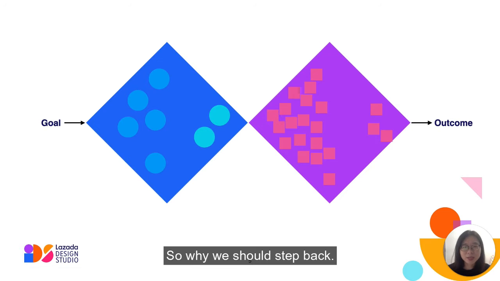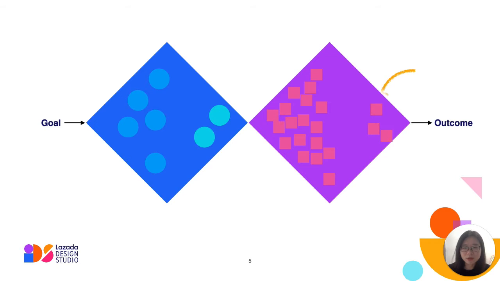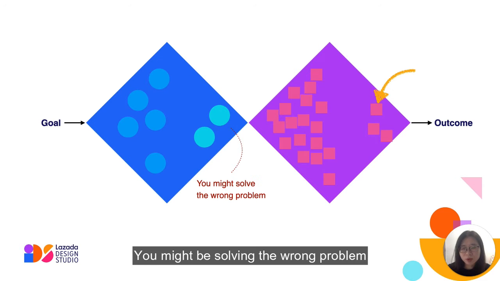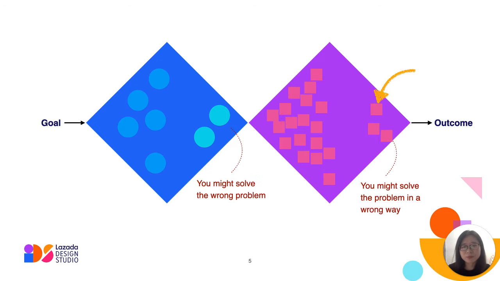So why we should step back? It's because if you think about it, when someone comes to you with a solution, you are already here. So, and what's the risk of this? You might be solving the wrong problem, or you might be solving the problem in a wrong way.